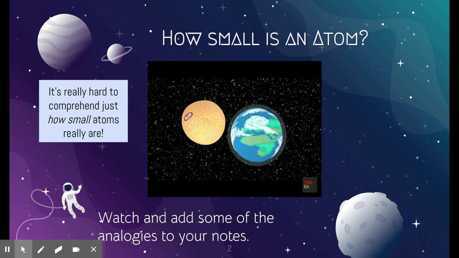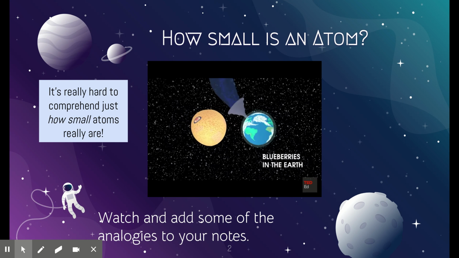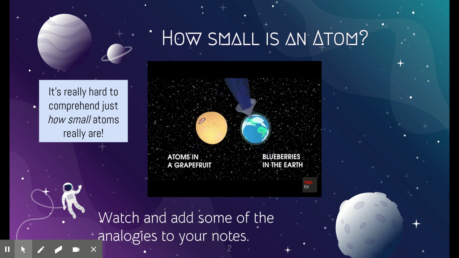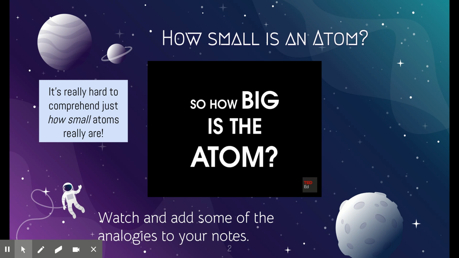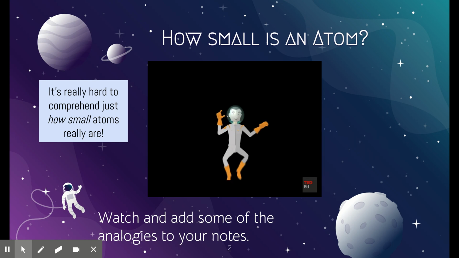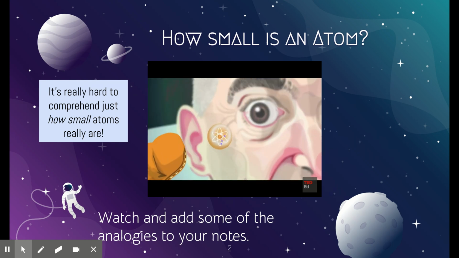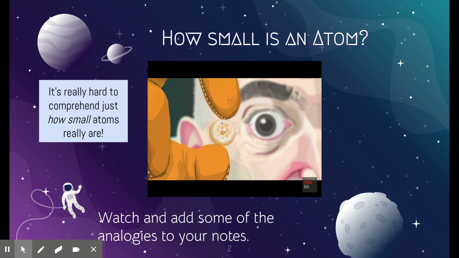That's crazy. You mean to say that if I filled the Earth with blueberries, I would have the same number of nitrogen atoms as a grapefruit? That's right. So how big's the atom? That's really, really, really, really small. And you know what? It gets even more crazy.